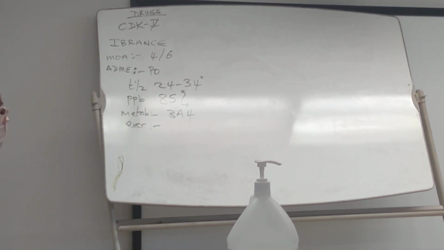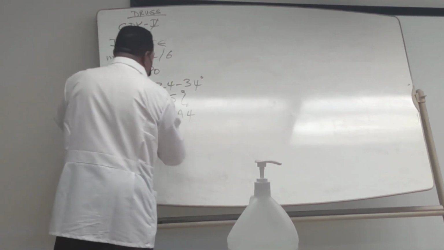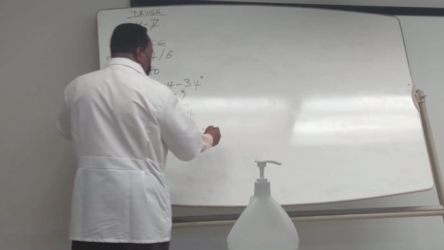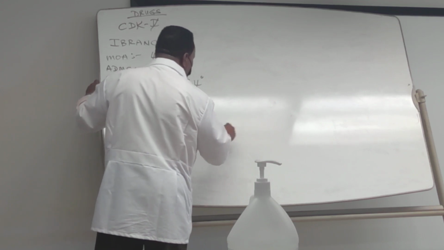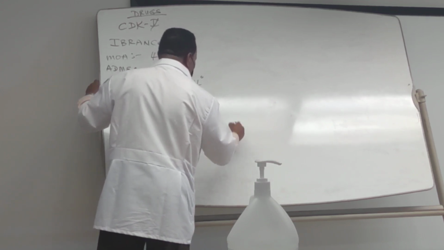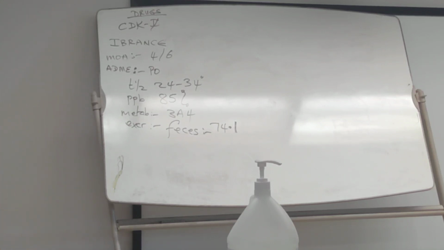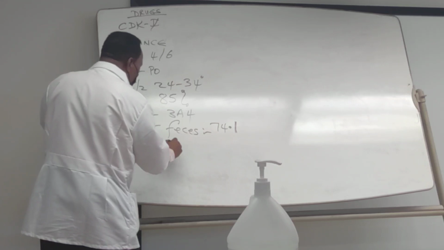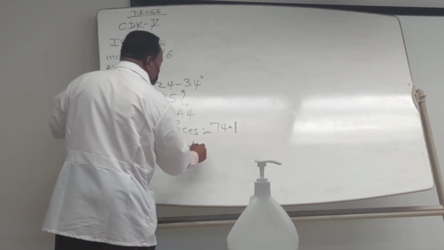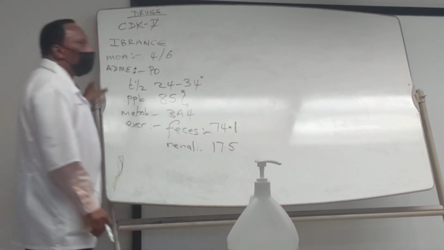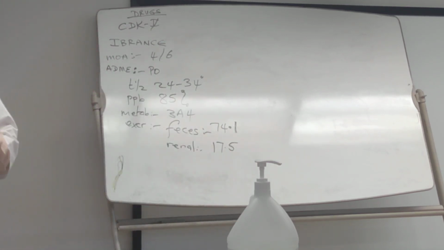Okay. And then the excretion is primarily fecal. Okay, so you have the fecal excretion of about 74.1% of the administered dose, and then renal excretion is just about 17.5%. So it's primarily excreted fecally. Okay.